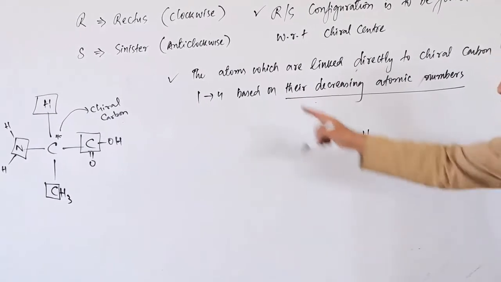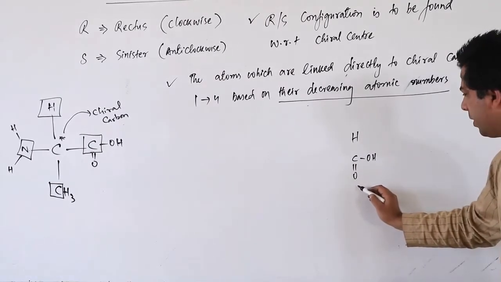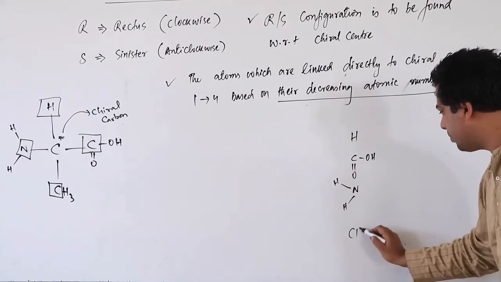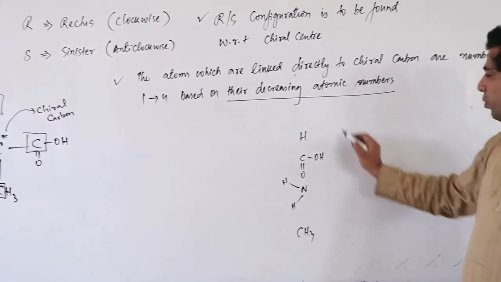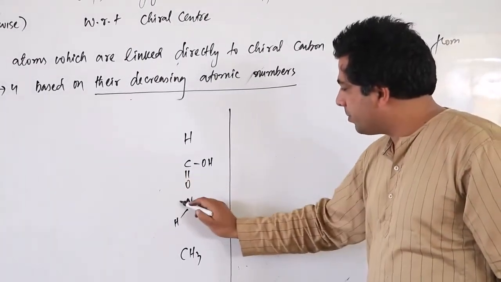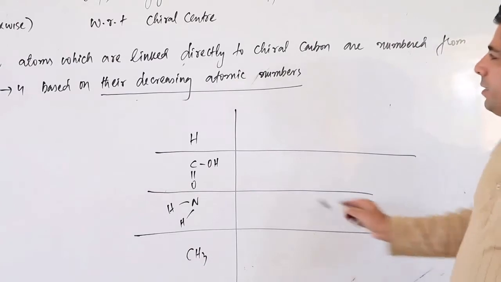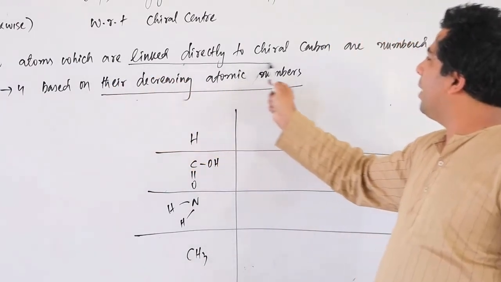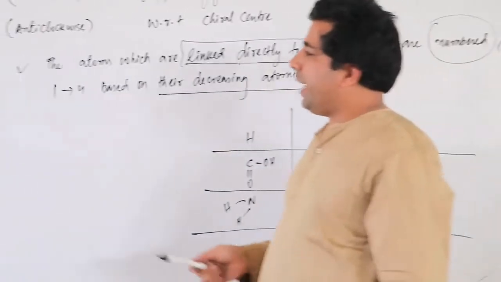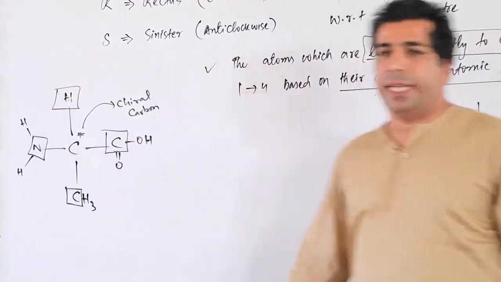Let's take the first one, hydrogen. Second group you can take on carboxylic acid, and third group you can take on NH2. Okay, and the fourth group you can take on CH3. So my dear friends, we have these 4 groups with us. Correct? If you look at these 4 groups, let's find out their atomic numbers. And you should know that the atoms which are linked directly to chiral carbon are numbered. That means these atoms will be numbered, like hydrogen, carbon and nitrogen, not the entire group.